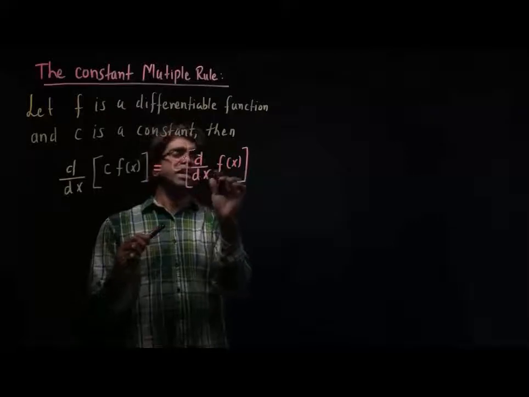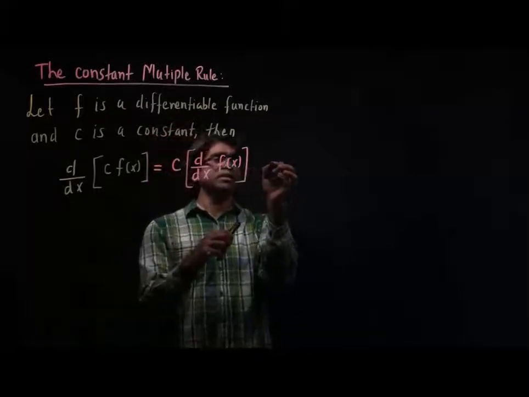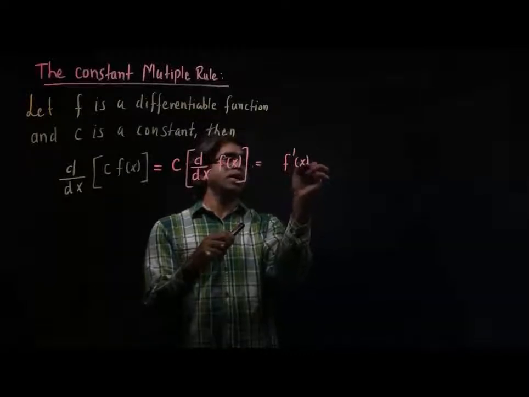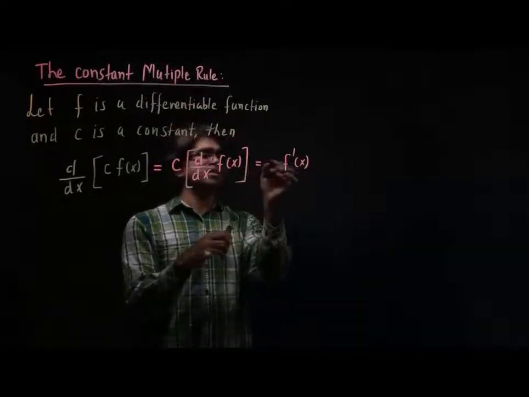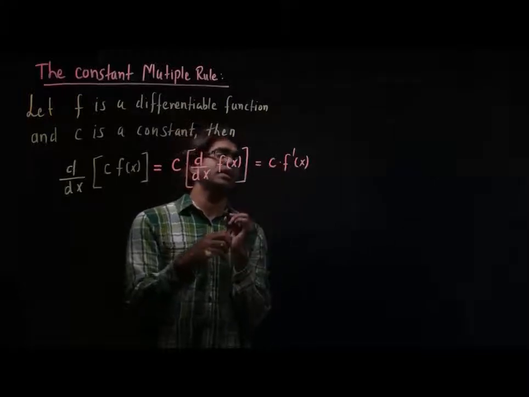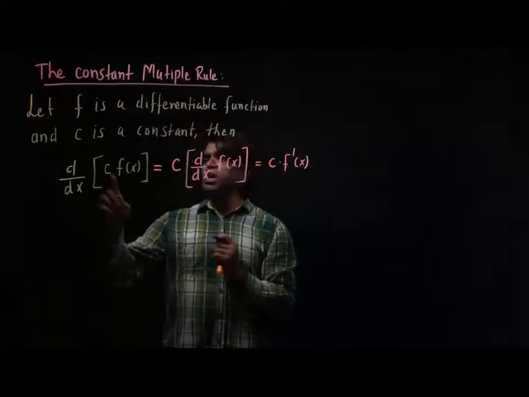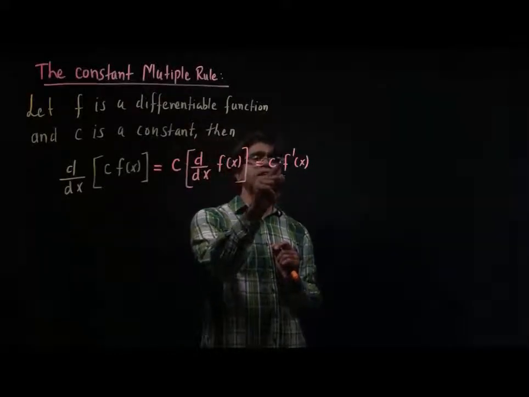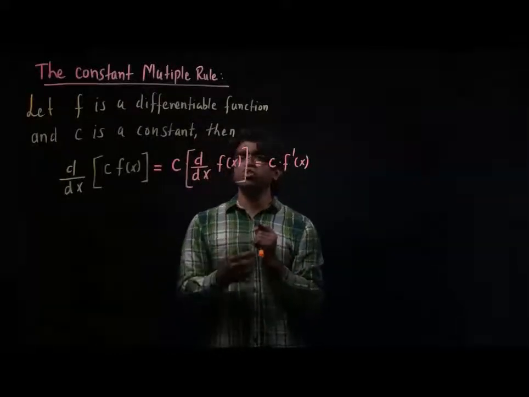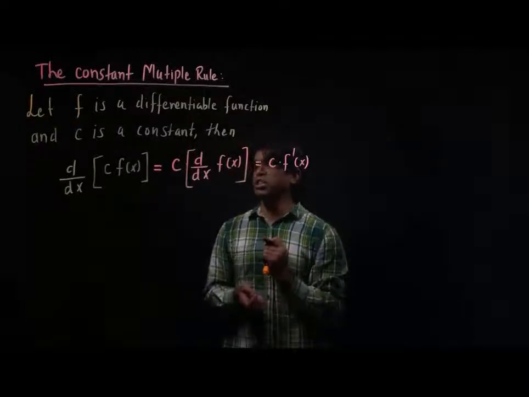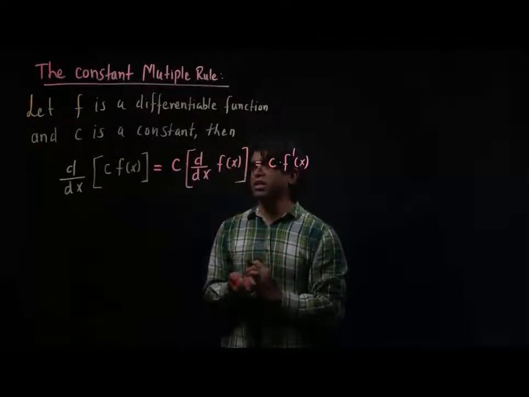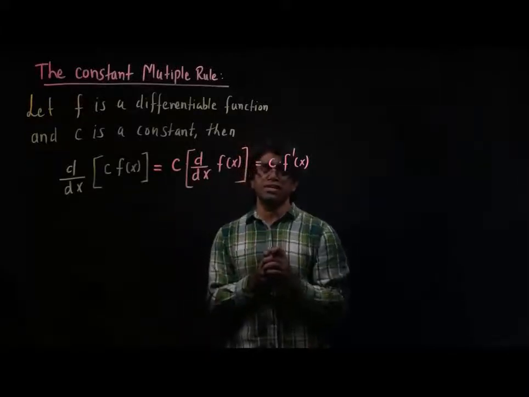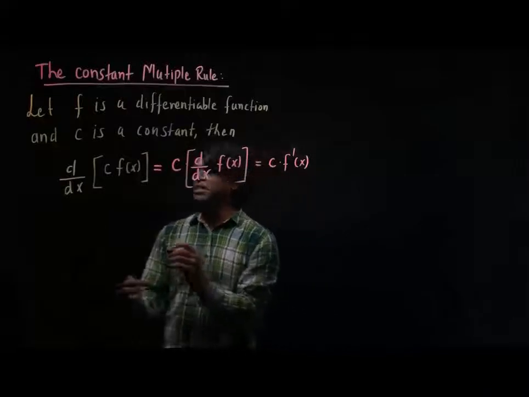And dy dx of f(x) is basically what? f dash x, right? And then I need to consider this c because c is outside that bracket. So dy dx of c f(x) is basically c times f dash x. So when you have a question where you have a constant, you will take out that constant outside and then you differentiate the function.